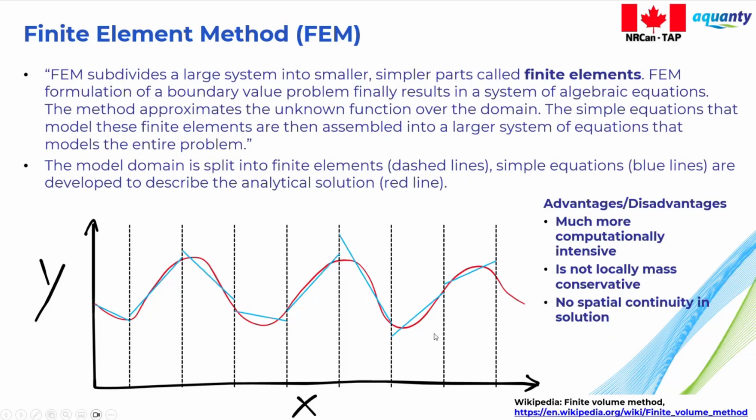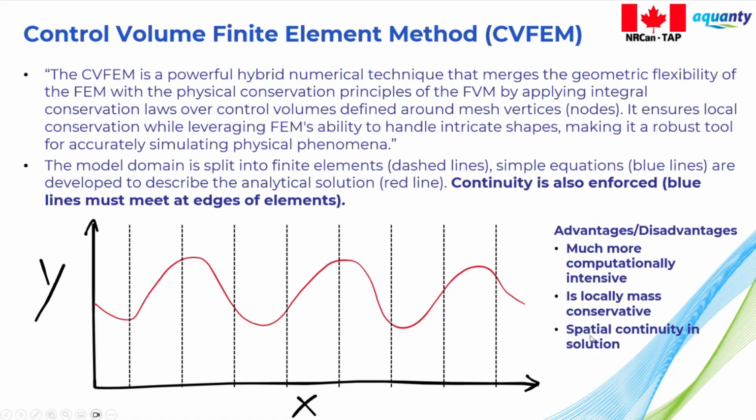But this approach is also not locally mass conservative and has slight discontinuities in the spatial solution, right? You can still have areas where the solution jumps quite a lot from one point in space to the next. So this brings us to the final discretization approach, the control volume finite element method. And this is what HydroGeoSphere is doing under the hood.